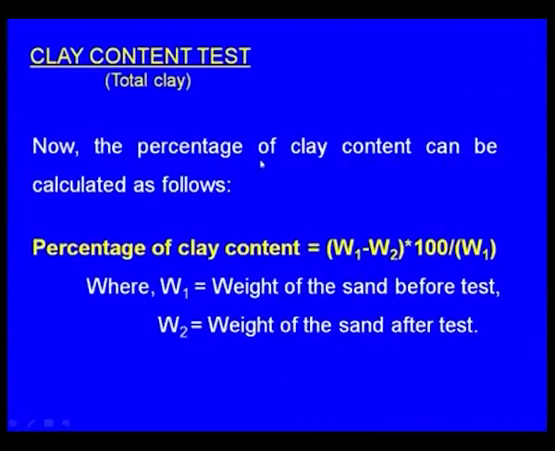Now the percentage of the clay content can be calculated as follows. Percentage of the clay content is equal to (W1 minus W2) times 100, divided by W1, where W1 is the weight of the sand before the test and W2 is the weight of the sand after the test. But remember, this is the test for finding out the total clay content. For us, total clay content is not so important, because part of the clay becomes dead clay.